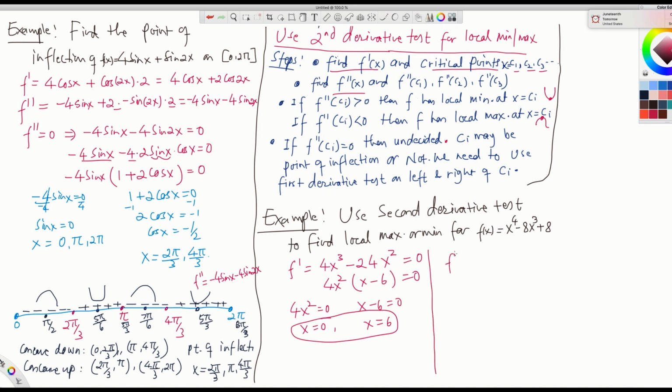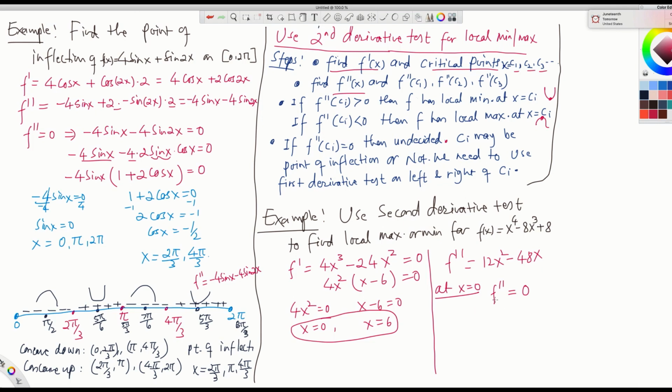After you find out the critical numbers, find out the second derivative. What is f double prime? You find the derivative of this one, right? That is 12x squared minus 48x, right? So what do you do with that? Let us plug in 0. So at x equals 0, what is f double prime? Oh, f double prime is 0. So it is the undecided case, right?